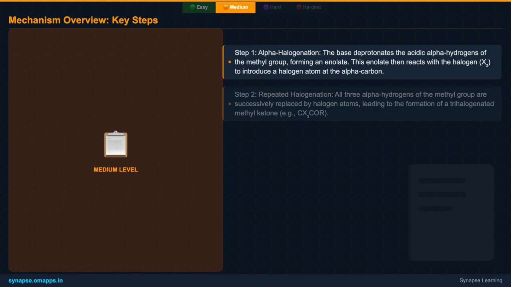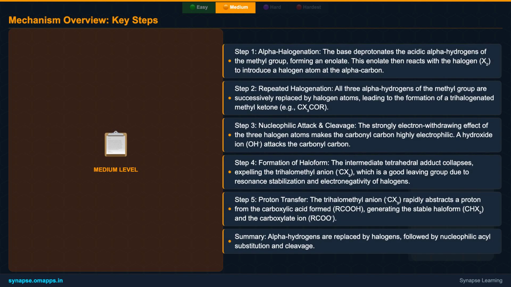Let's break down the mechanism into key steps. First, the base deprotonates the acidic alpha hydrogens of the methyl group, creating an enolate. This enolate then reacts with the halogen, replacing a hydrogen with a halogen atom. This alpha halogenation happens 3 times, leading to a trihalogenated methyl ketone. The 3 halogens are highly electron withdrawing, making the carbonyl carbon very susceptible to attack.